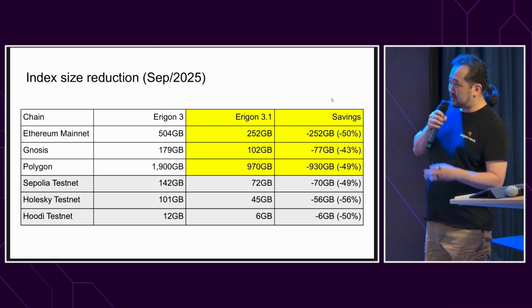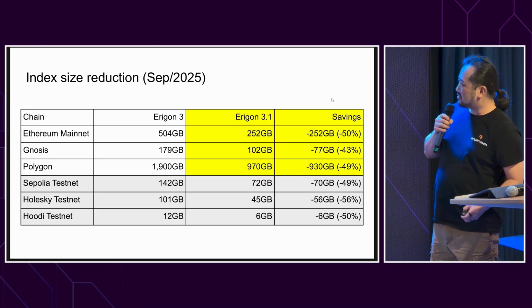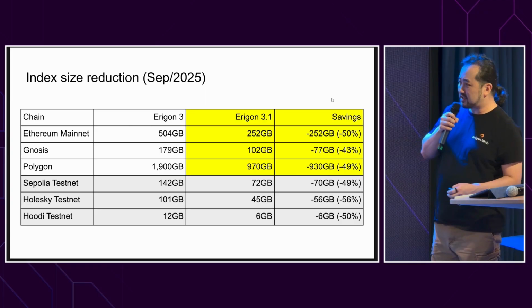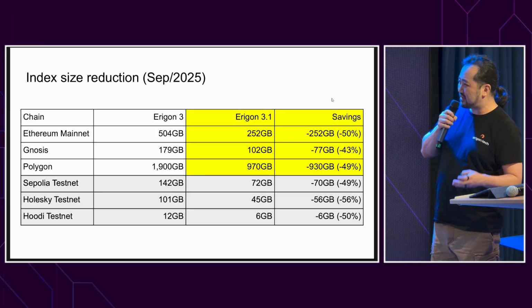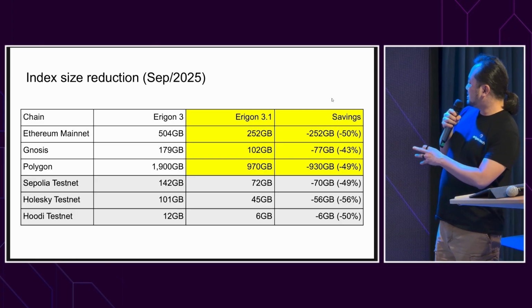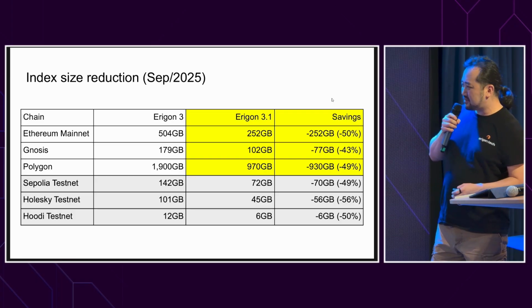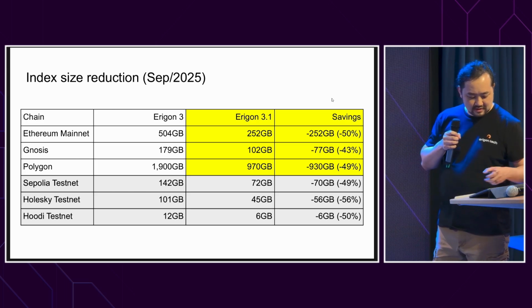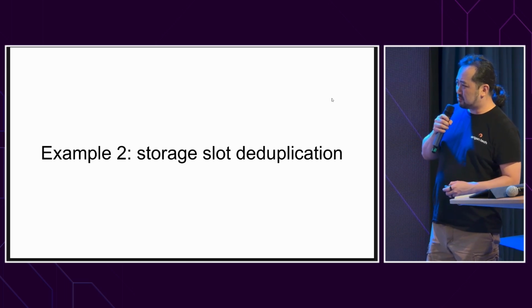And these are some reference numbers of a recent version of Erigon. Please note how this very simple optimization, based on looking at real-life data, made us reduce the index size by over half in practically all chains. This is the index compression.